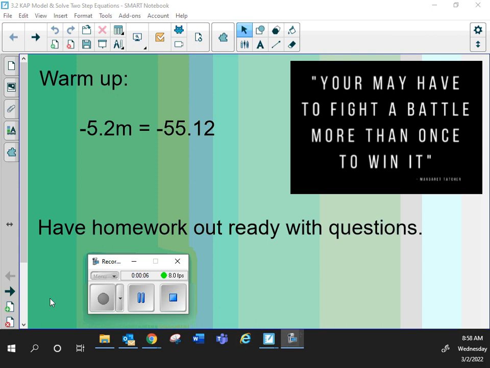For KAP, here's the word up on the board. It's just this one equation that you're solving for n. Please pause and play when you're ready.